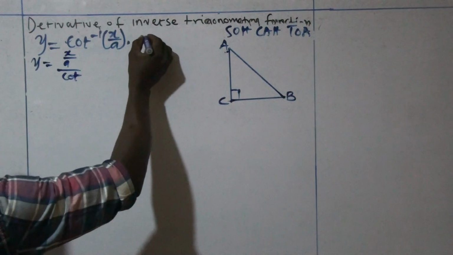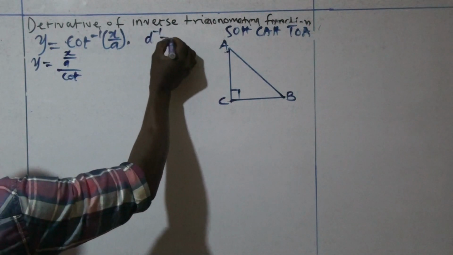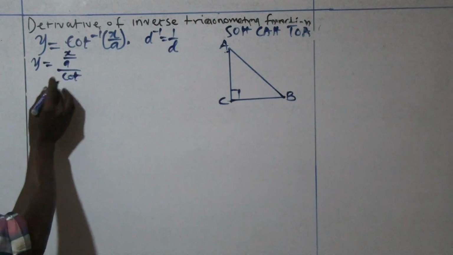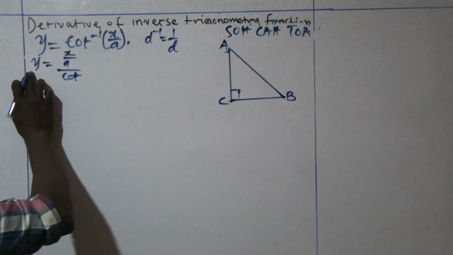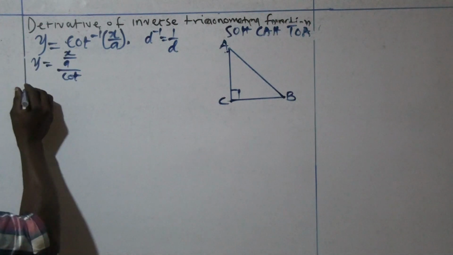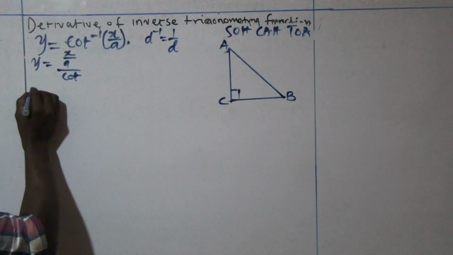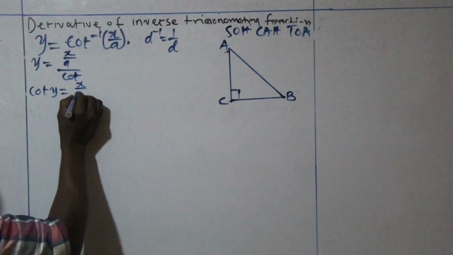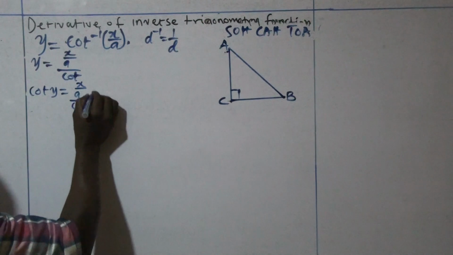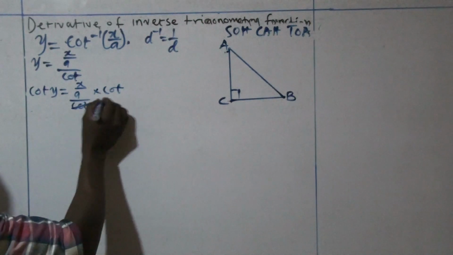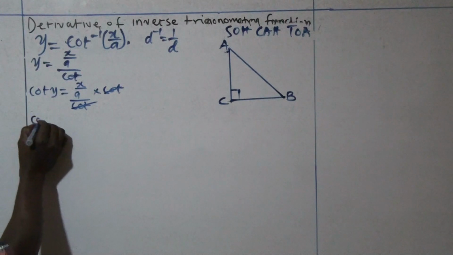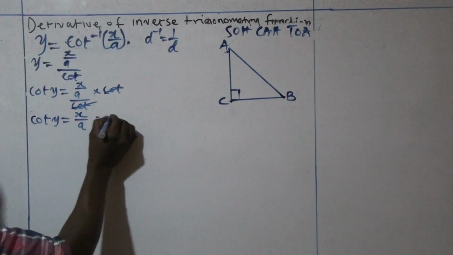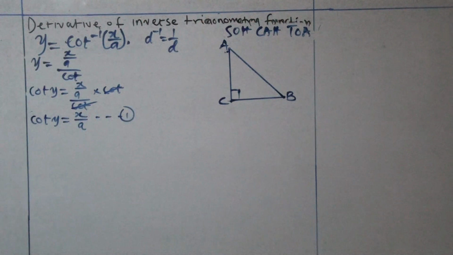From indices, we have d raised to power 1, the same thing as 1 over d. That's what we've just done here. The next step is we multiply both sides of this equation by cot. So cot times y becomes cot y. Here we have x over a divided by cot times cot, so that cot will be off. Here we have that cot y is equal to x over a. Let's name this as our equation 1.